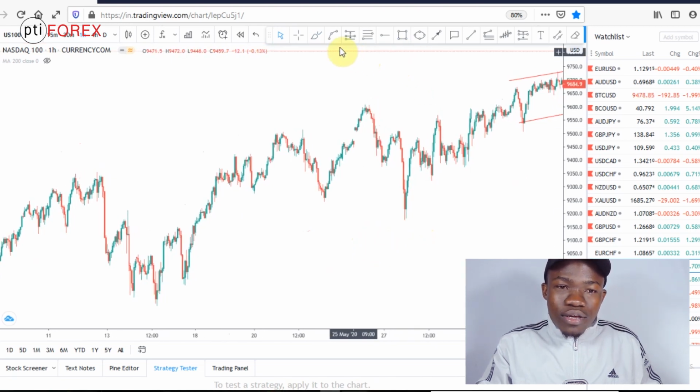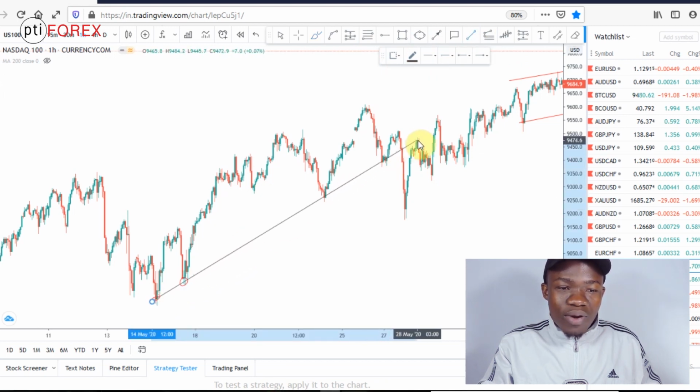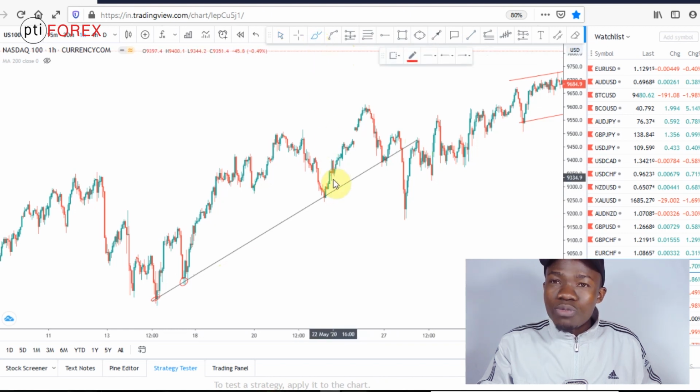Let's say here we have our first point, we have our second point, and we connect them. Let's connect them first. We connect our first point, we extend our line like this. So you need to know that the third touch, that's where you're going to be entering your market.